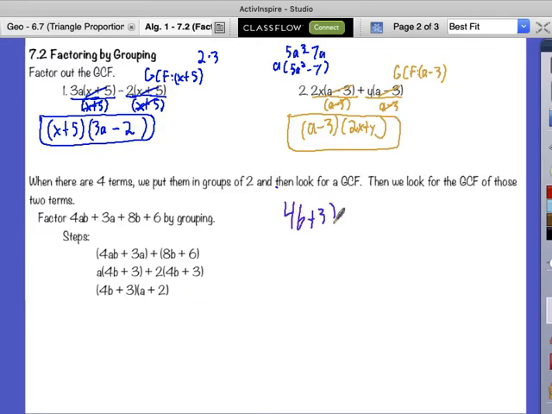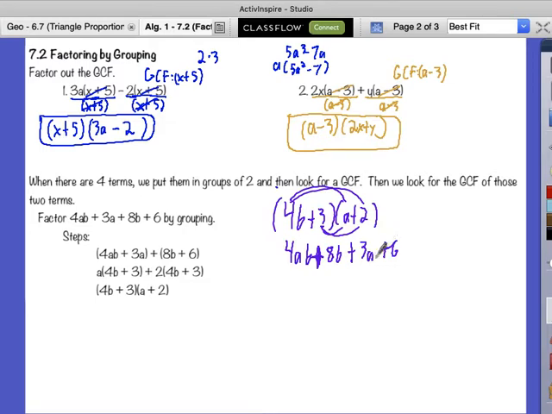4b plus 3 times the quantity of a plus 2, and I FOIL. 4b times a is 4ab. 4b times 2 is 8b. 3 times a is 3a. And 3 times 2 is 6.